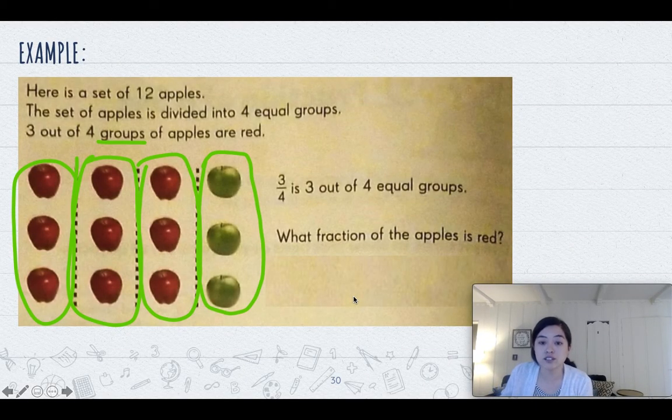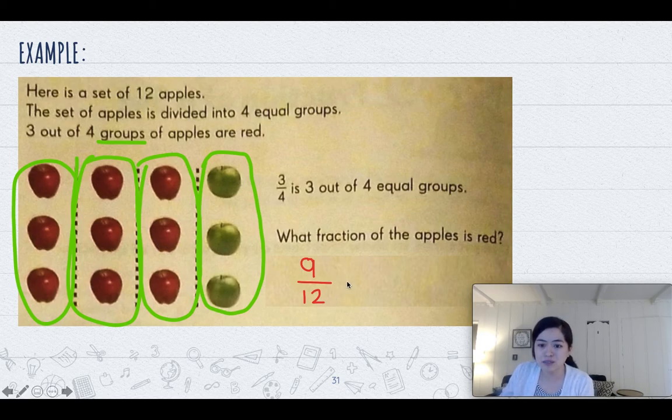So what fraction of the apples are red? So again, we can count it individually. So let's see, there's 1, 2, 3, 4, 5, 6, 7, 8, 9 red apples. And then there's a total of 12 apples. Okay? So you can have the fraction 9 out of 12, or another way to say this is 9/12, right?